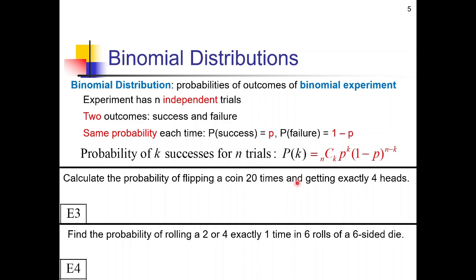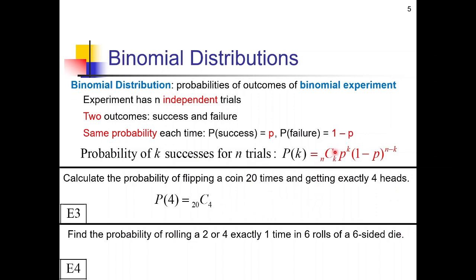So with all of that said, pause the video and give this formula a test drive on example 3. All right, so for example 3, my n value here is going to be 20. The k value is 4. We want 4 heads. So we have 20 choose 4.